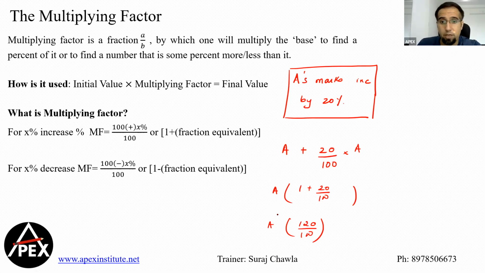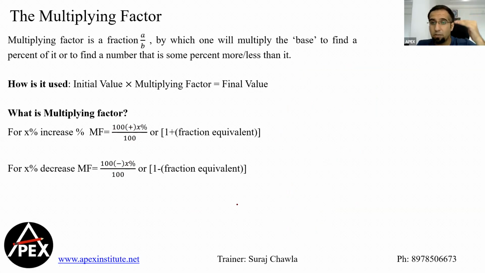Right now, this beautiful thing is what we call as multiplying factor. So if you observe, what is multiplying factor? You see it is 100 plus x percentage by 100 or 100 minus x percentage by 100 is multiplying factor. So I repeat, if I'm saying that A's marks increase by 20%, then my multiplying factor will become 120 by 100. If I'm saying A's marks decrease by 20%, then my multiplying factor would become 80 by 100. Is this point clear with all of us?